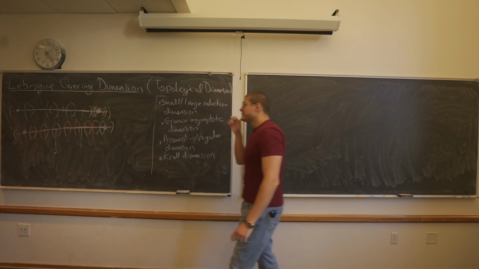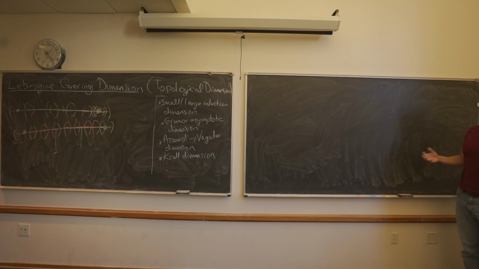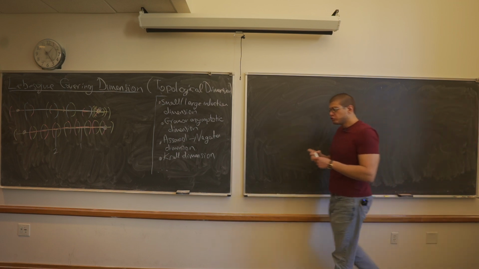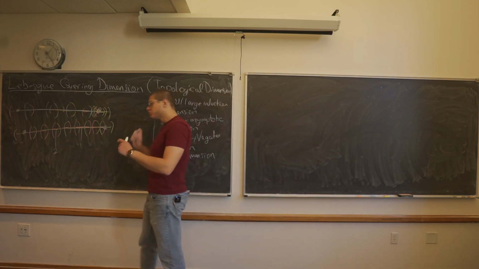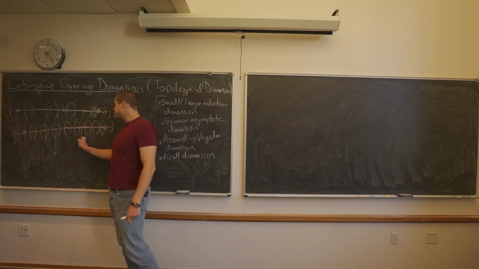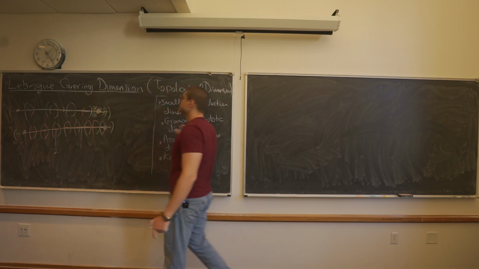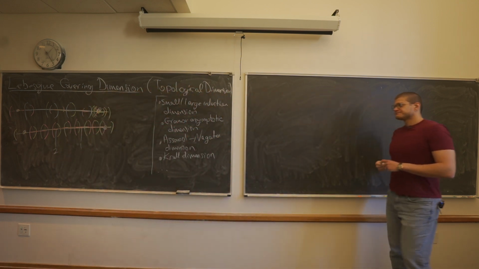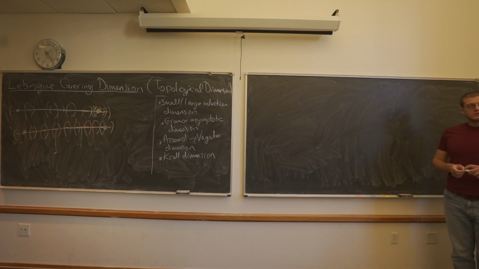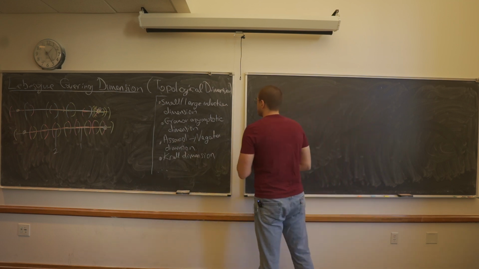And so I get to cover the interval using arbitrarily small open sets in such a way that no 3 of them intersect. Okay, so that's giving me the dimension. Dimension should be this minus 1. Okay, so that's the intuition of Lebesgue covering dimension. Any question about this? So now we need some definitions to make this formal.